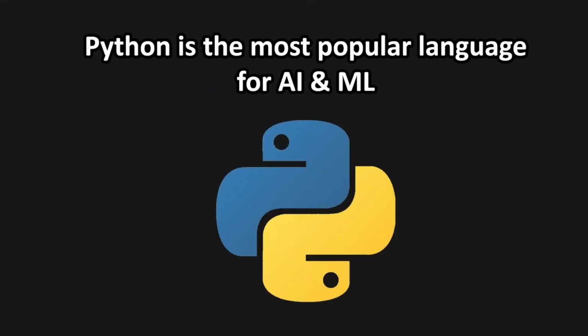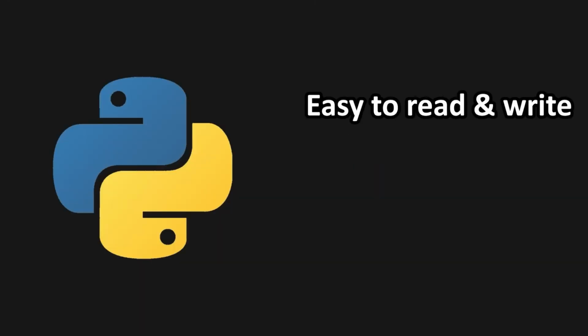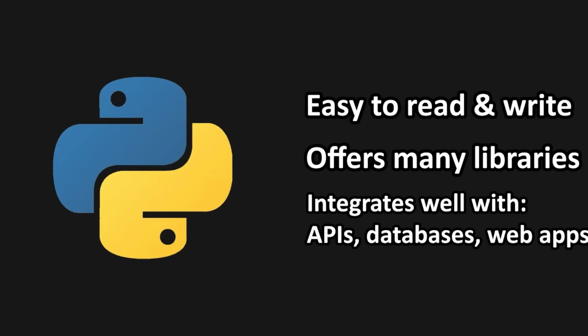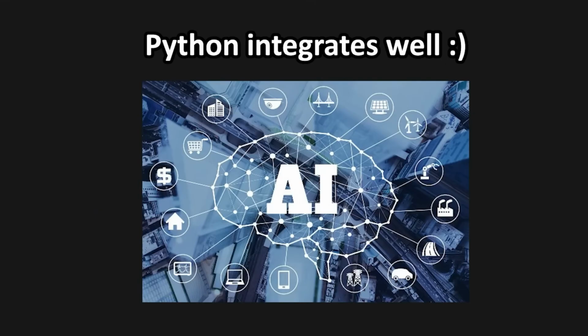Python is currently the most popular language for AI and machine learning for a few good reasons. It's easy to read and write with, it has a massive ecosystem of libraries, and it integrates well with technologies like APIs, databases, and web applications. This makes Python a top choice for building and deploying real-world AI solutions.